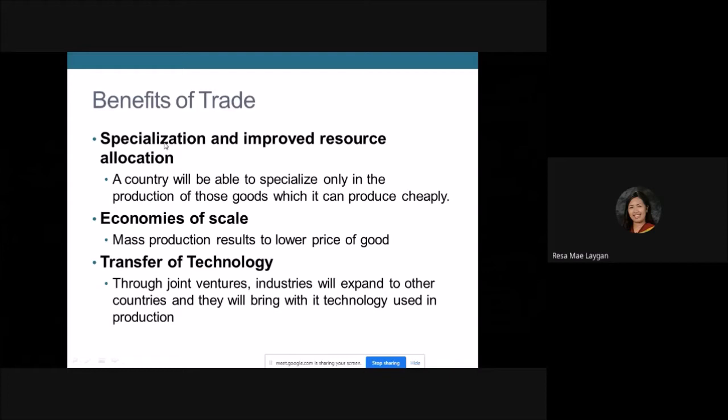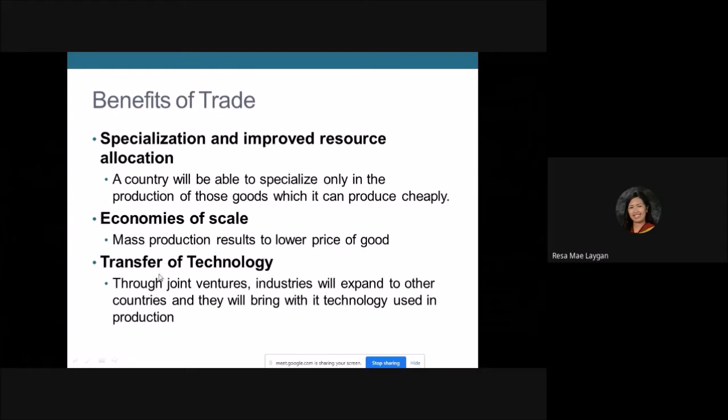Another is economies of scale. Mass production results in a lower price of goods. If a country specializes in the production of a good, the more of the good it produces, the lower the cost per unit, or the average cost, that this country will incur. Hence, ito yung mangyayari: mass production leads to a lower price of goods.